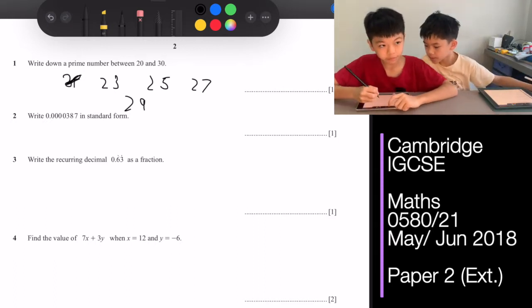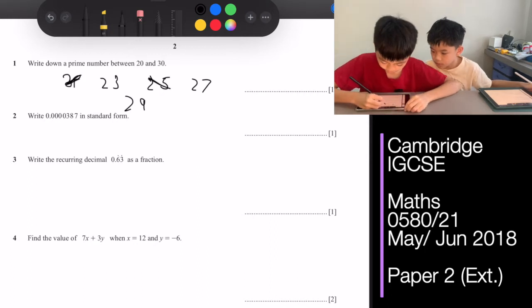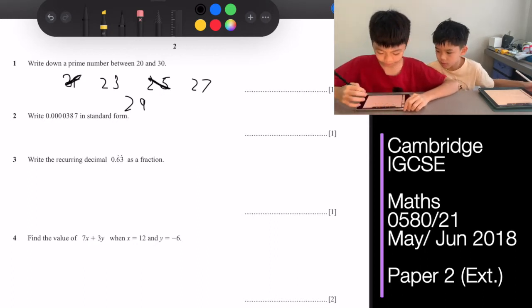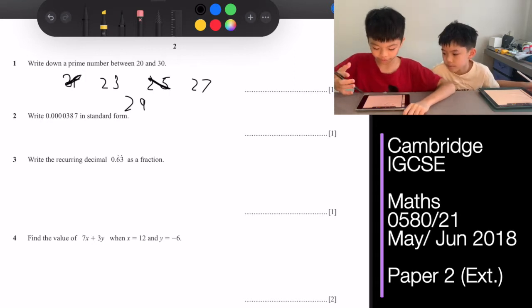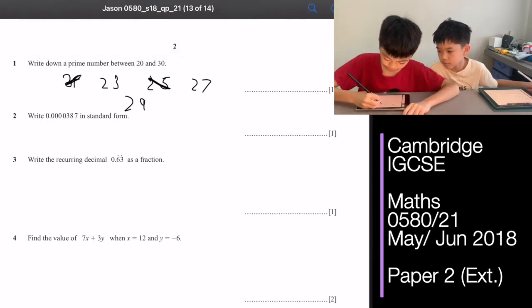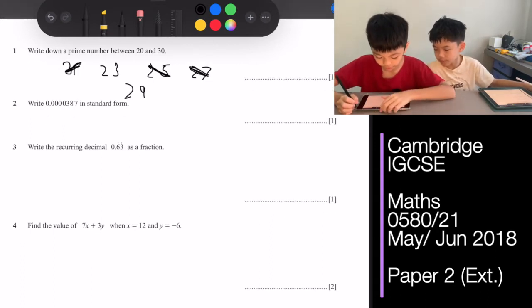And 25 is divisible by 5. 27 plus 3 is 30, which is part of the 3 times table. So 27 is also not a prime number. So that leaves 23 and 29.